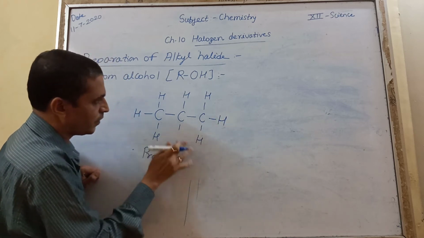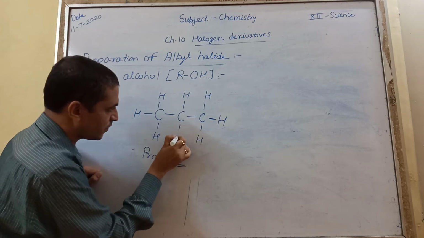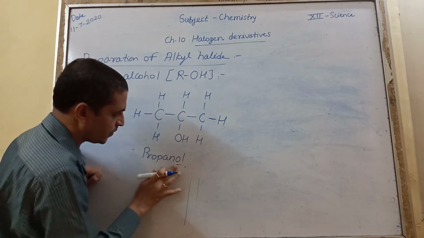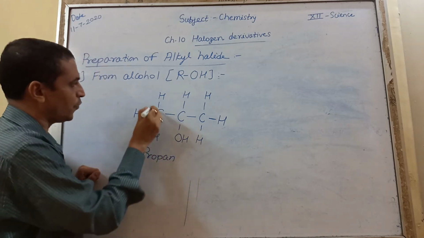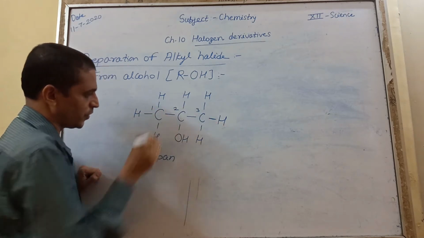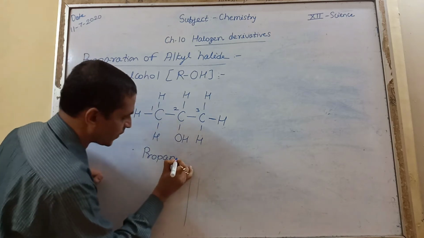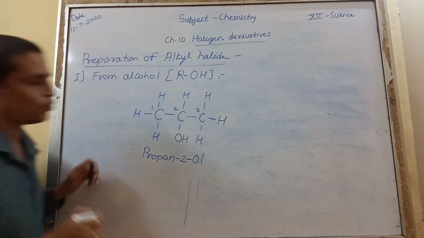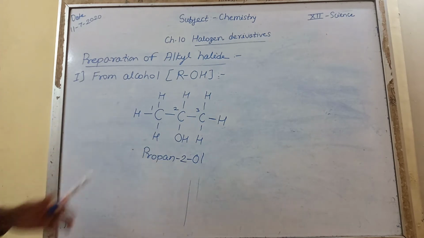If I put this H and replace this hydrogen by OH, then see here, see the positions 1, 2, 3 of propane, and at the second position, the second carbon atom, OH is attached, so it is what? Propan-2-ol. So this is about what? Alcohol.